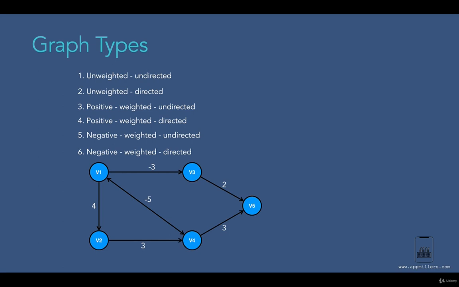Now with this, we have come to the end of this lecture. In this lecture we have discussed 6 different types of graph, and we have shown them one by one with examples. Hopefully everything is clear about graph types. So see you in the next lecture.